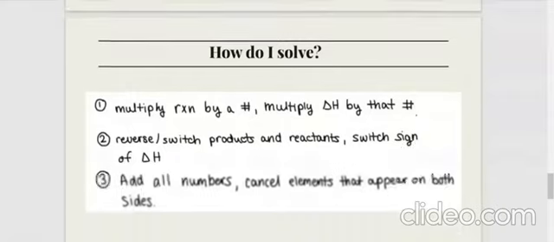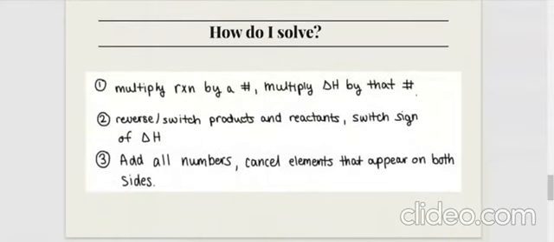Okay. Now, how do we solve questions that need us to use Hess's law to answer them? Okay, so we have to do multiple things. The first one is if you multiply the reaction by a number, multiply delta H by that number, which means that if you multiply the reaction by a certain number, let's say by 3, then you must multiply the delta H of that reaction by 3.